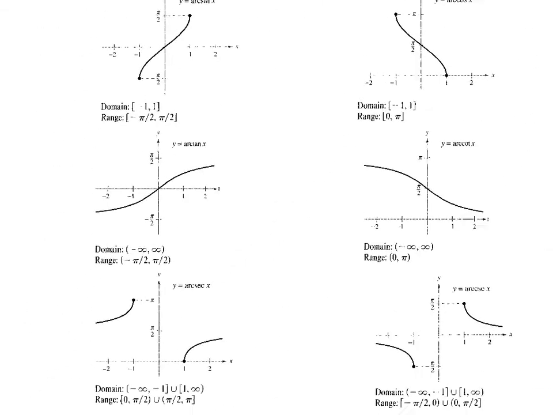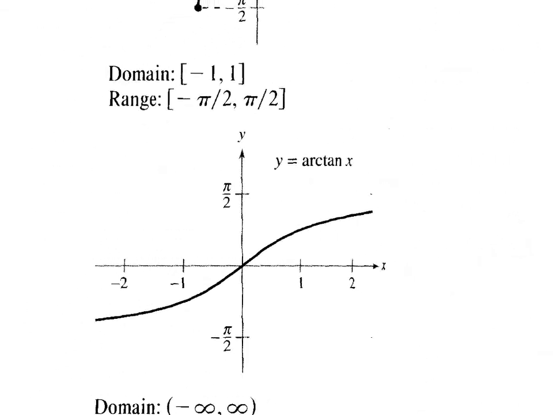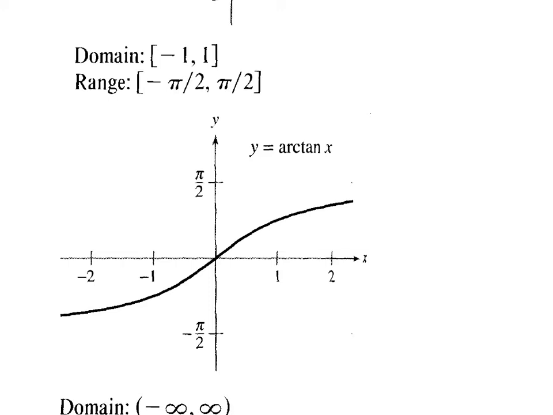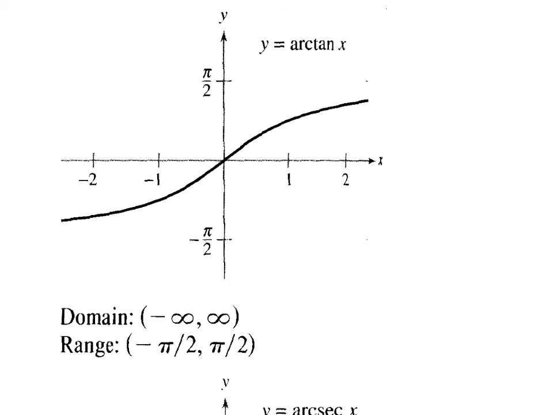Tangent. You guys know that tangent has vertical asymptotes at negative pi over 2 and pi over 2? So, well, the inverse tangent has horizontal asymptotes at negative pi over 2 and pi over 2. Okay? The domain is all real numbers because for tangent the range was all real numbers. Okay?